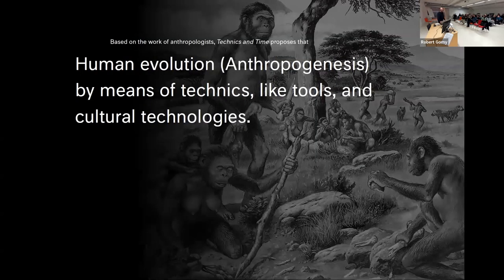The interesting thing about Stiegler is that he argues that human evolution is specifically changed by the advent of techniques. And then he refers, of course, to anthropologists like Leroi-Gourhan or others that have argued how we evolve with tools, how our brain evolves with tools.